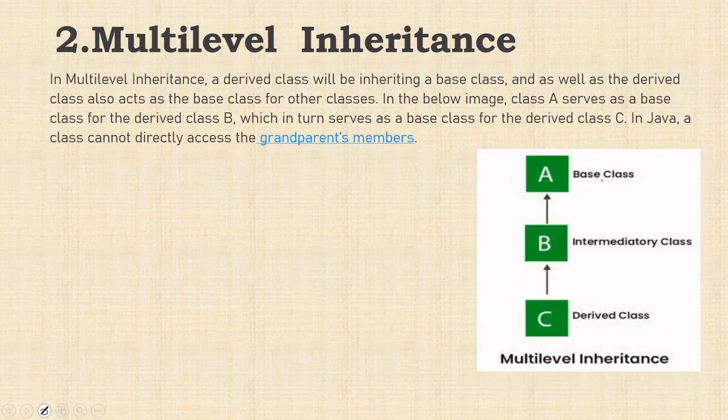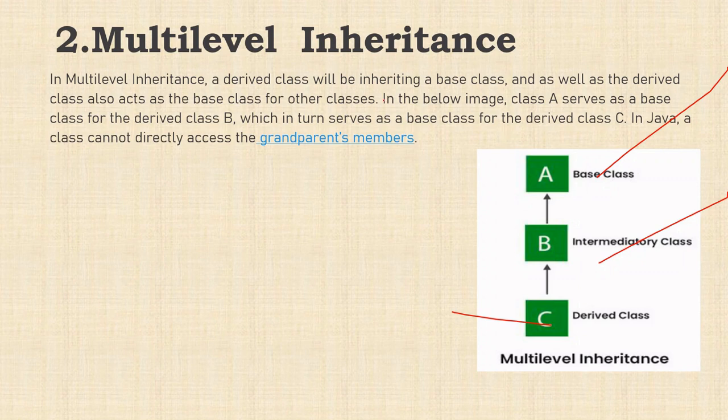So this is the base class, and this is the derived class. Here class B extends class A, and class C extends class B. So this is multi-level inheritance.